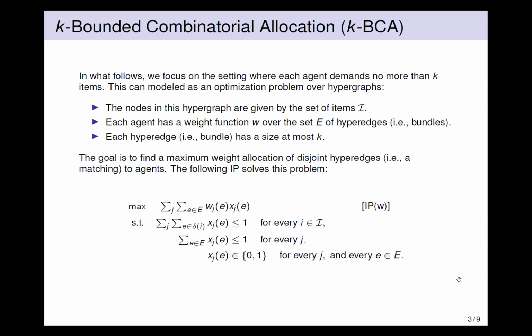Maybe no, but not more than one. And then in my objective, I'm maximizing the total weight of the allocation, right? So I'm summing over the agents, over the bundles, of the weight. Good. So far, so good. Okay, perfect.